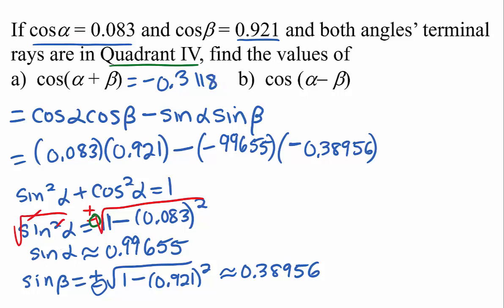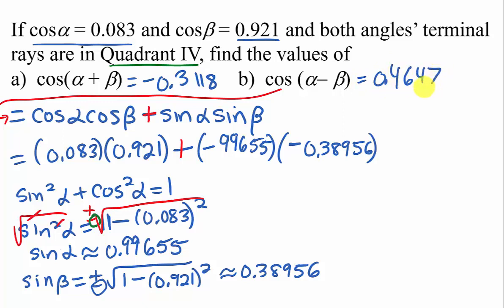Now I'm going to do the difference, cosine alpha minus beta. The only thing different in the formula is this is going to be a plus for this one. So that would make this a plus. So then I just get my calculator and I compute the product of these two plus the product of those two. And it looks like that one is 0.4647.